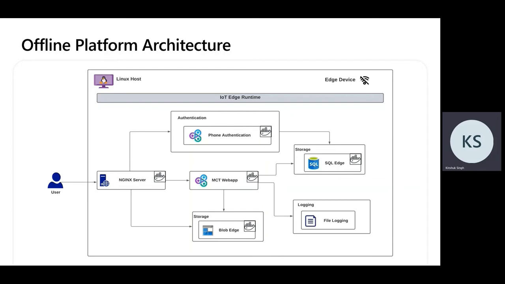Behind Nginx, we have the MCT web app, which is equivalent to our Azure web application running on the cloud side. We also have our custom implementation of Identity Server running as a separate container, which is responsible for all the authentication requirements. We have a SQL Edge container running for all our transactional data, and a separate one for all the blob data that we want to store on the offline side. We don't have any Azure Media Services alternative currently available offline, and currently the videos are being streamed directly from the Azure Blob Edge. So this covers all the different containers that we are running on our edge device and what purpose they are solving.